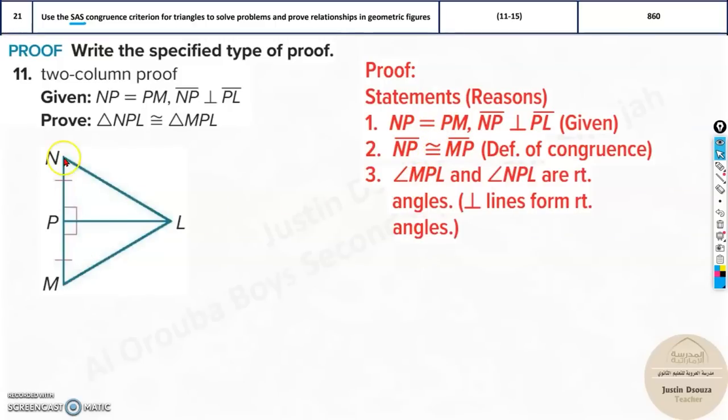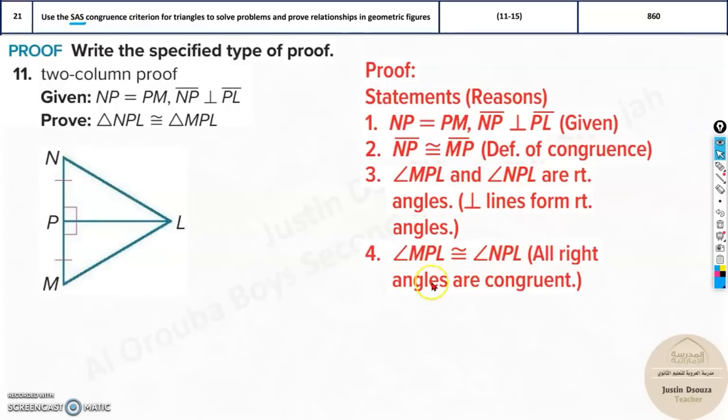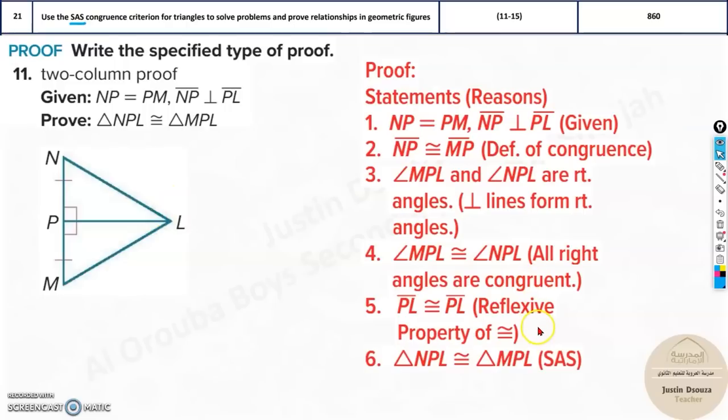Then we have these angles, right? Since it's told perpendicular, then they are right angles. So here MPL and NPL are right angles. Perpendicular lines form right angles, and they are congruent. If both are right angles, obviously they'll be congruent, isn't it? 90 degrees, 90 degrees. Then what else? PL is the same line for both the triangles. It's from the reflexive property.